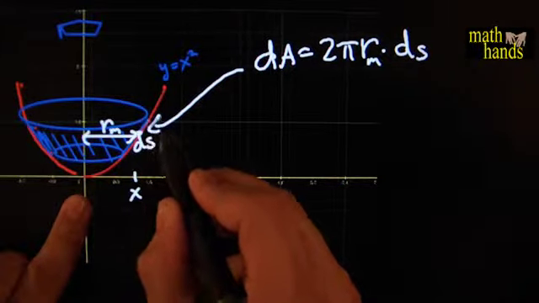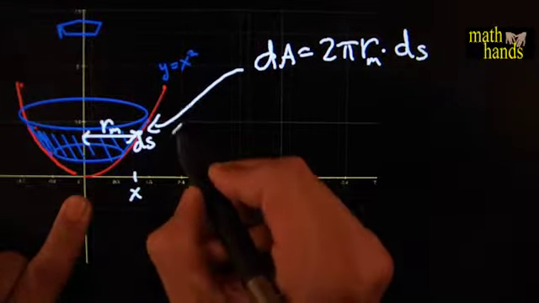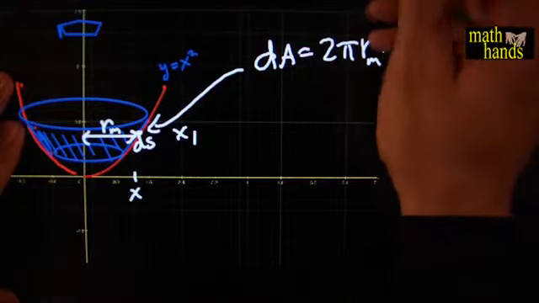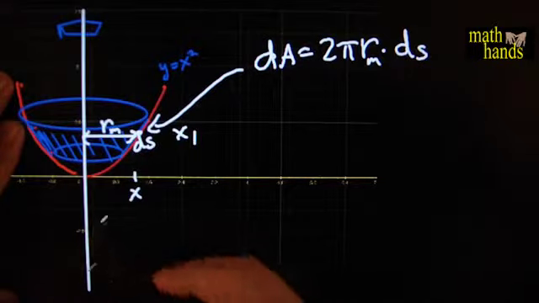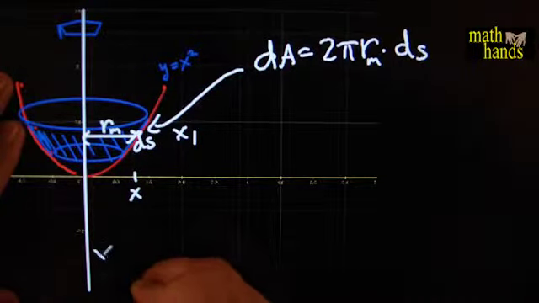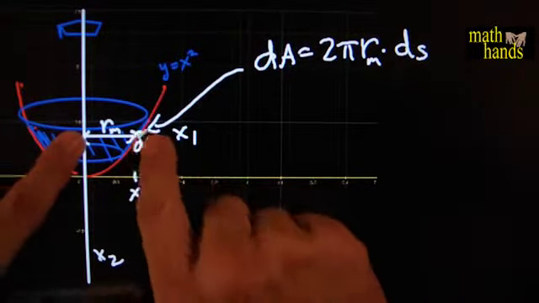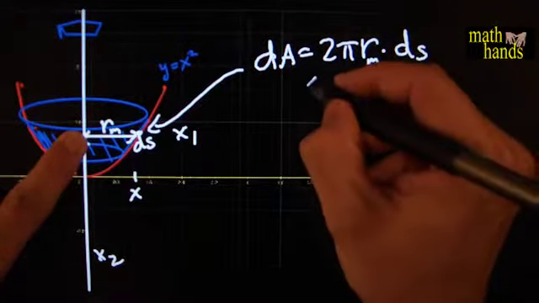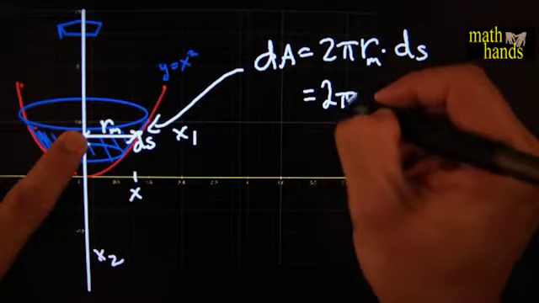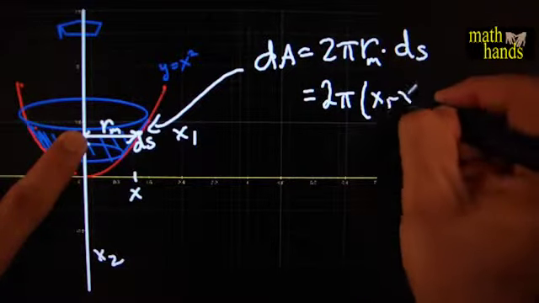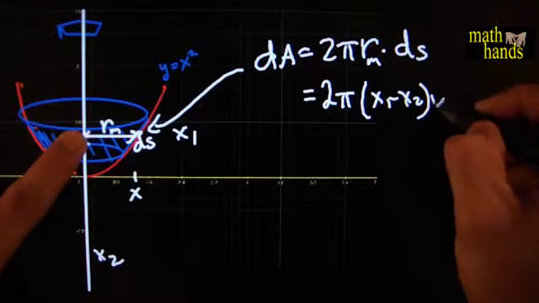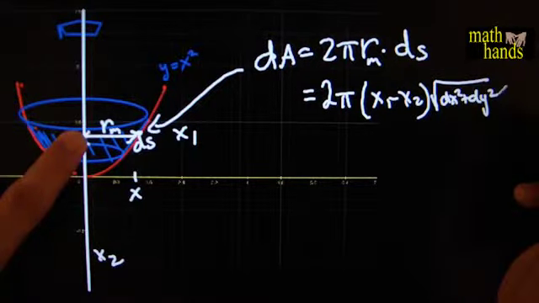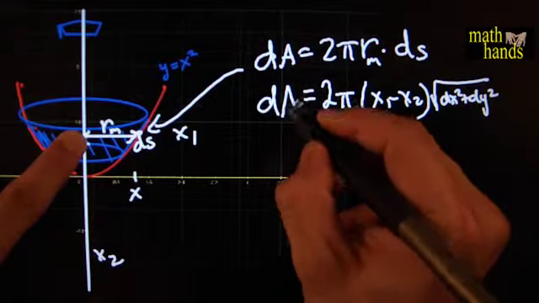So you could just call this x value. I'll call this one x1, and I'll call this one x2. And so then this is the radius from here to here. That becomes 2 pi times x1 minus x2 times a ds, which would be the usual square root of dx squared plus dy squared. And that's your little area for a little frustum.